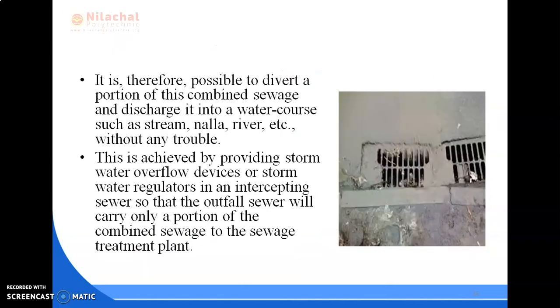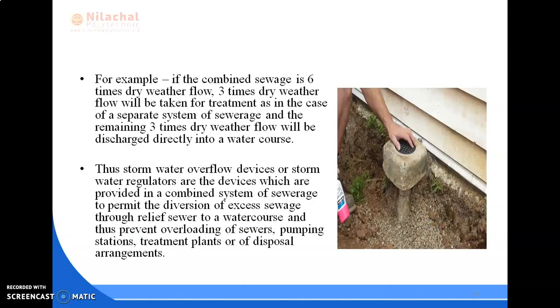It is therefore possible to divert a portion of this combined sewage and discharge it into a water course such as stream, river, nala, etc. without any trouble. So during storm flow in combined sewers, the discharge becomes very high and diluted, and the dry flow, which is foul in nature, flows at the bottom.